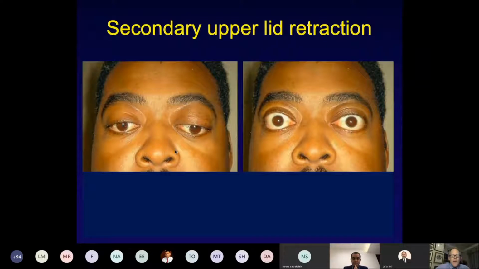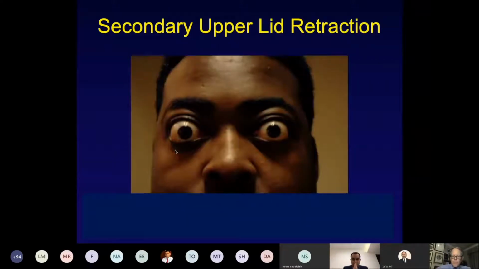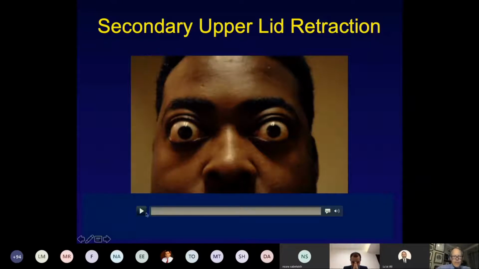So what does Hering's law do? Hering's law tells the globes to look up, but at the same time, it tells the eyelids to look up. So you get the secondary upper lid retraction. So if you did a CT scan of this gentleman, almost certainly you'd find evidence for active or past inferior rectus involvement. So I think I have a picture of him or another one. Again, this is secondary upper lid retraction.